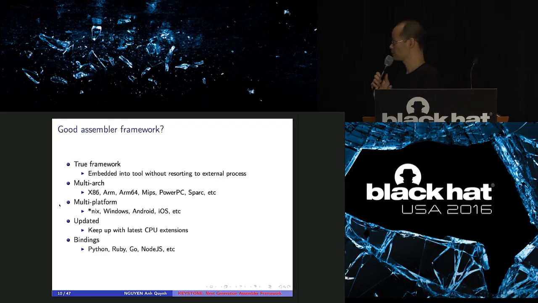A good framework should support not only Intel CPUs, but other architectures: ARM, ARM64, Mips, PowerPC, Sparc, and so on. It should work everywhere on all types of OS: Windows, Unix, Linux, iOS, Android, and so on. It should be updated and support the latest instructions on those CPUs. And it should support many binding languages, so you can easily build your tools on top of that, in Python, Ruby, Go, JavaScript, and so on.